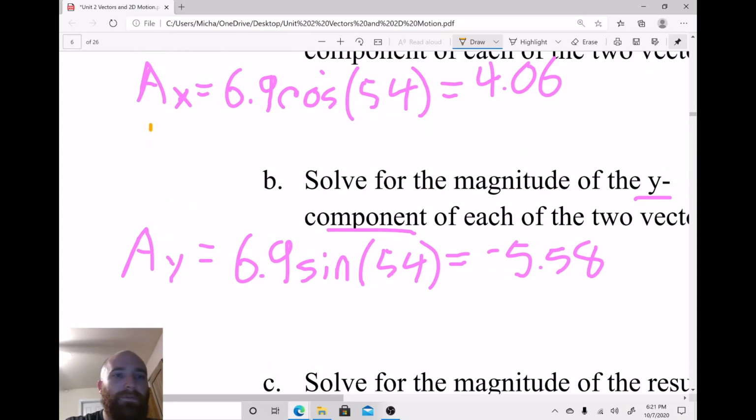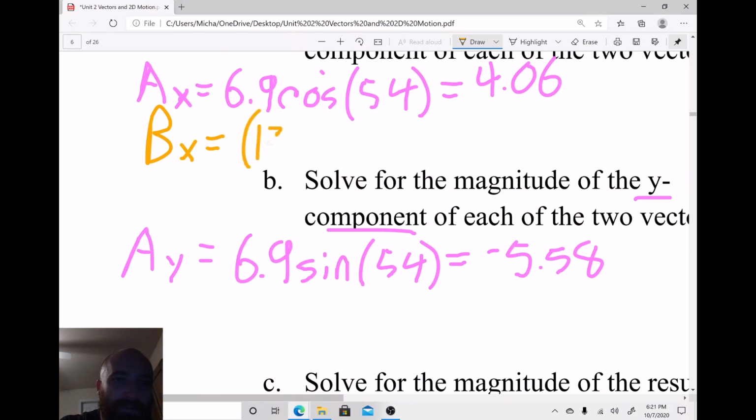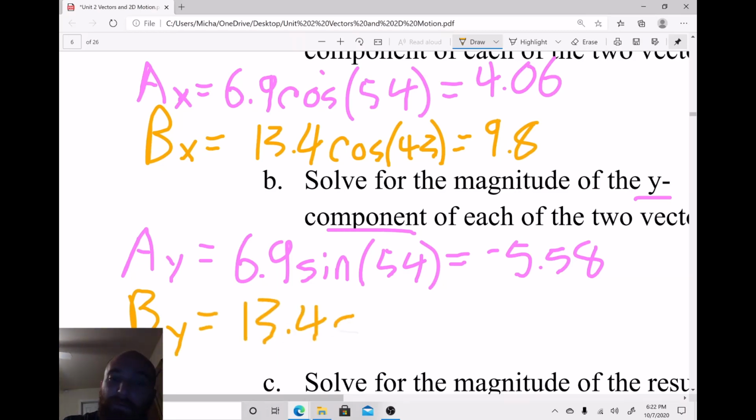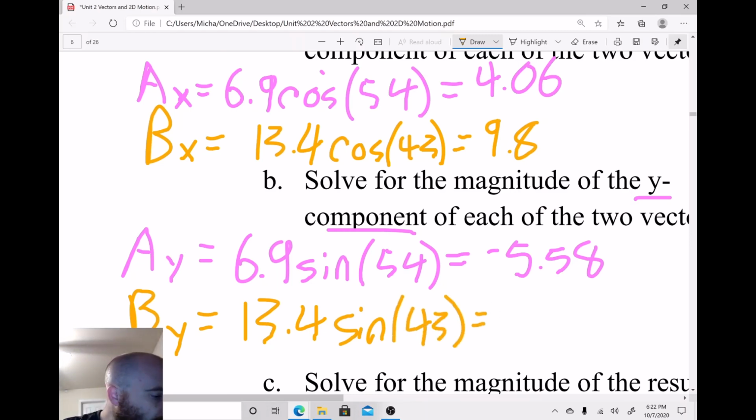So for B, for the x component, we said we're going to do cosine. So we're going to do 13.4 times cosine of 43. And when you do that, I got 9.8. And then for the y component, it's 13.4, and we agreed before that that should be sine of 43. And when I did that, I got 9.13.